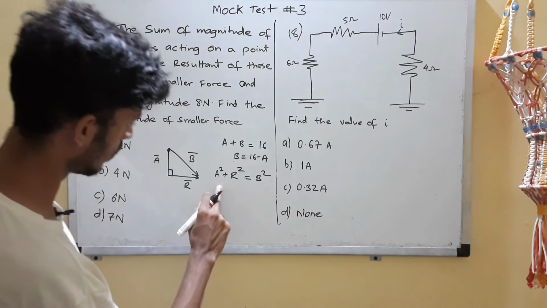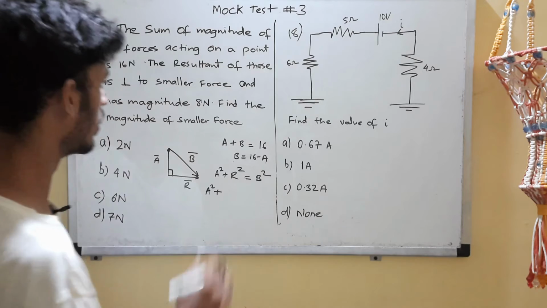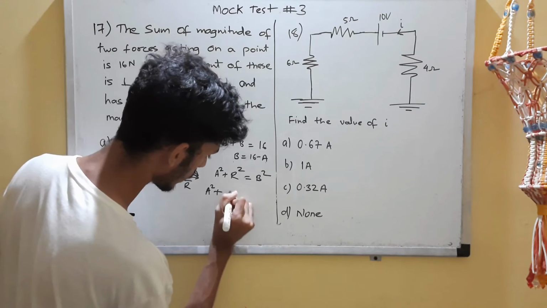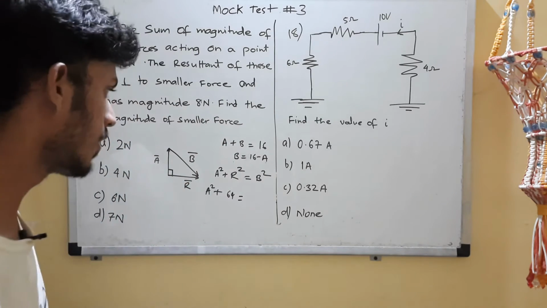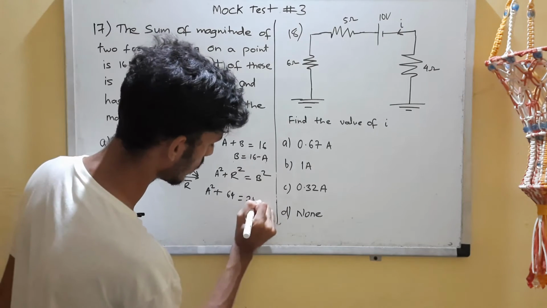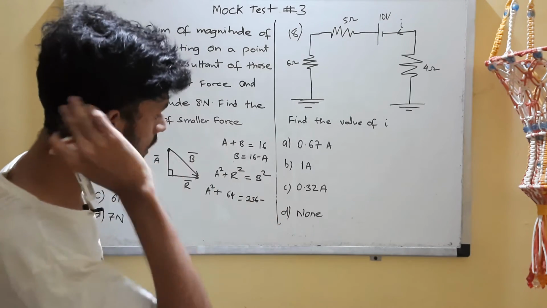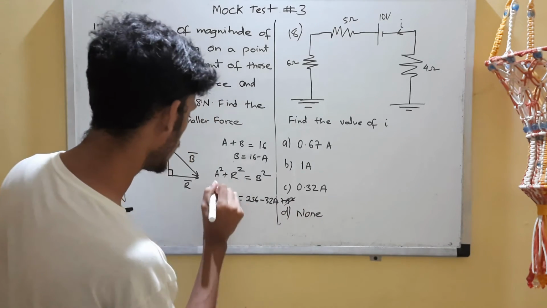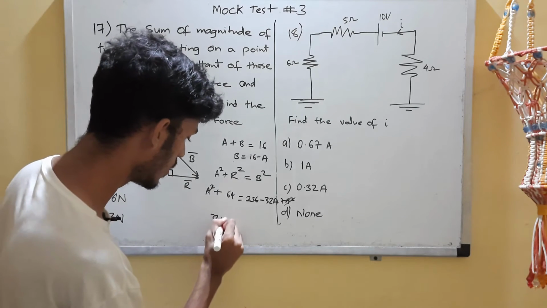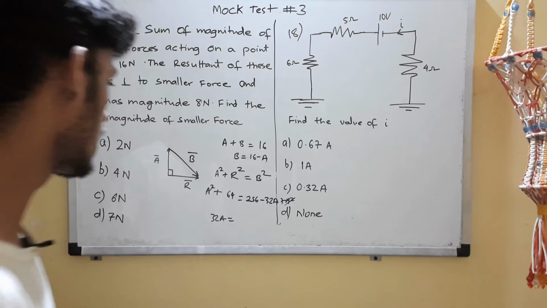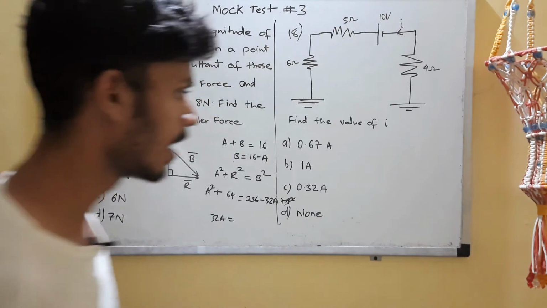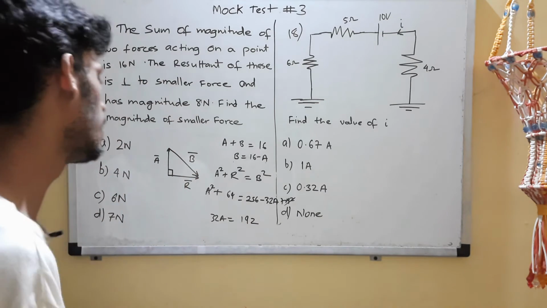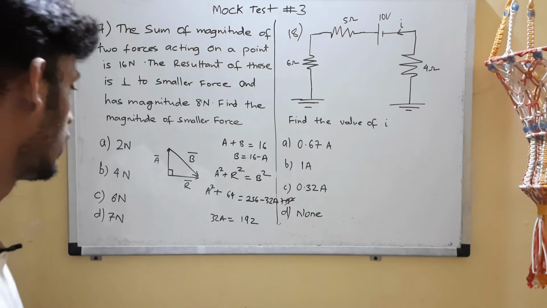Now substitute that. So A square, R has a magnitude of 8, so this length is 8. So 8 square is 64, and we have B as 16 minus A, the whole square. So 16 minus A the whole square: 16 square is 256, minus 2AB, which is 32A, plus A square. So A square and A square will get cancelled, and we have 32A is equal to 256 minus 64, which is 192. So 192 and 32.